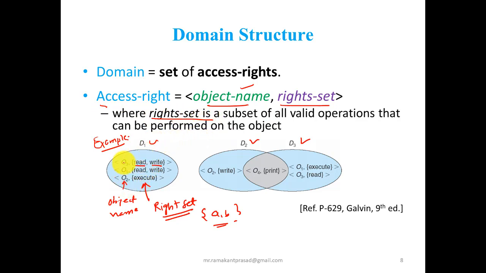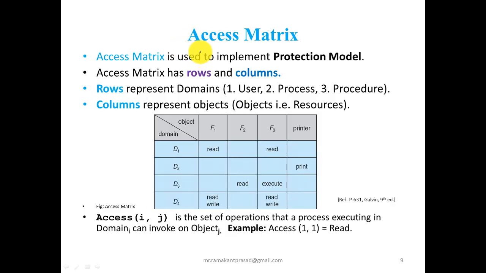So these are two parameters. Object 3 has two modes, read mode and write mode. Similarly, object 1 has read and write also. Object 2 has execute. So first of all, keep in mind that an access right has two parameters. In the next slide, we are going to see what the access matrix is.